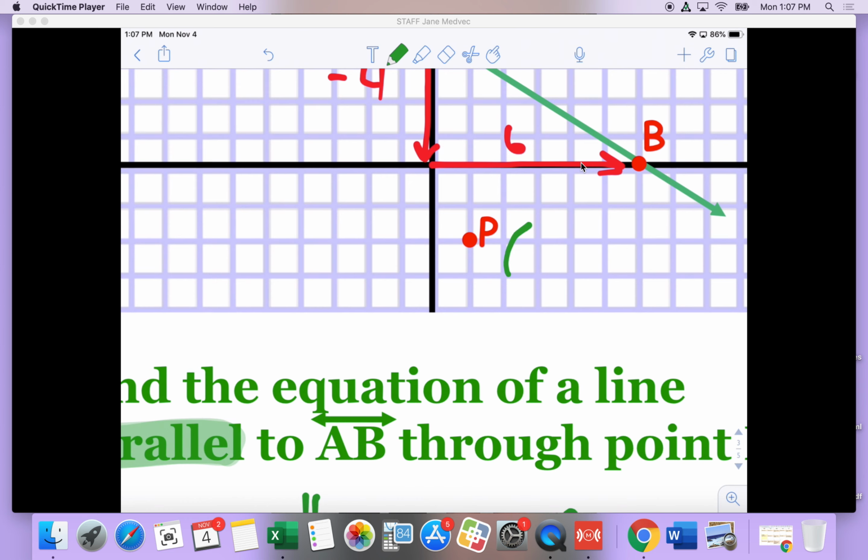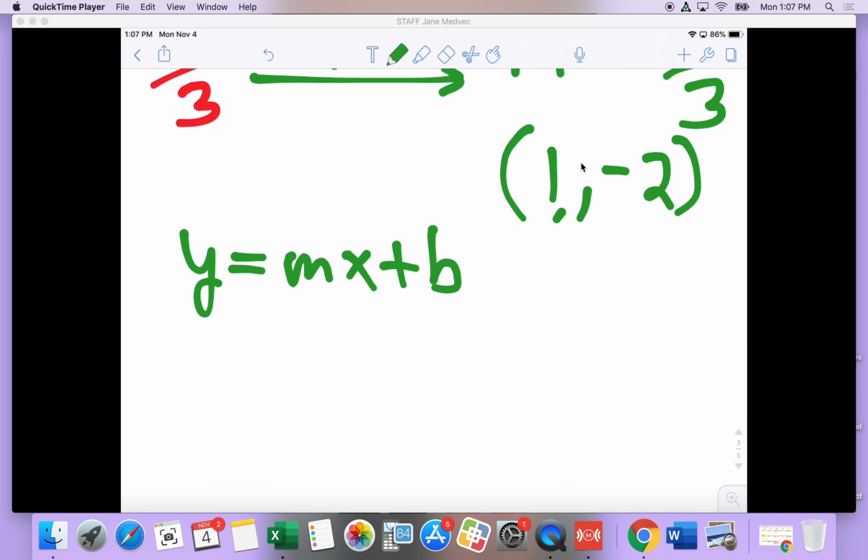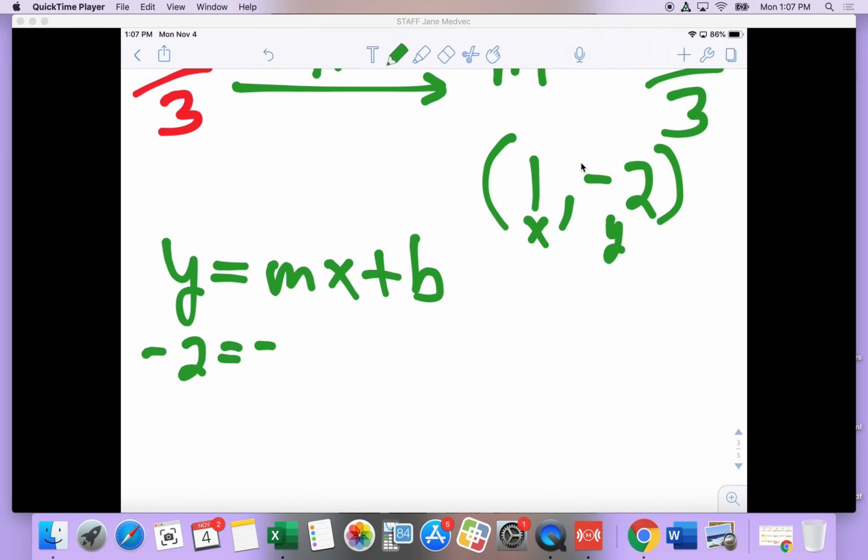What's the ordered pair of the point P here? It's 1, -2, right? So I'm going to take that ordered pair, and I'm going to go y equals mx plus b, and I'm going to find my b. So my y is -2, my m is -2/3, my x is 1, and my b is b.